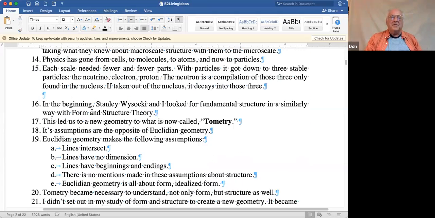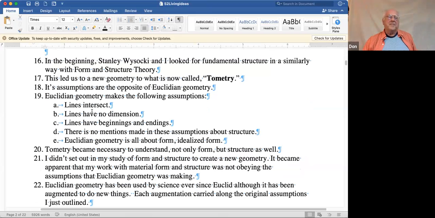So in the beginning, Stanley Wasaki, who was my thesis partner at Pratt, and I looked for fundamental structure in a similar way with form and structure theory. This led us to a new geometry, to what's now called Tometry. Its assumptions are the opposite of Euclidean geometry. Euclidean geometry makes the following assumptions. Lines intersect. Lines have no dimensions, they're infinitely thin, and lines have beginning and endings.